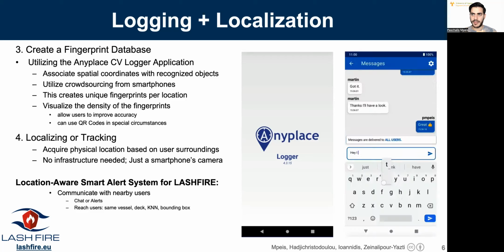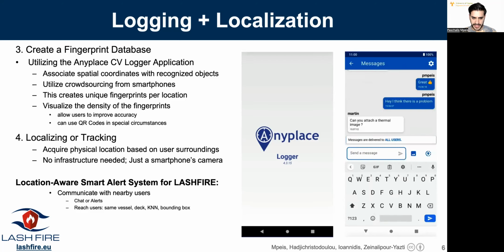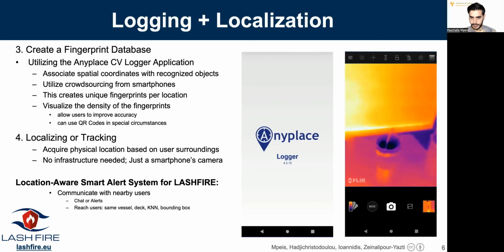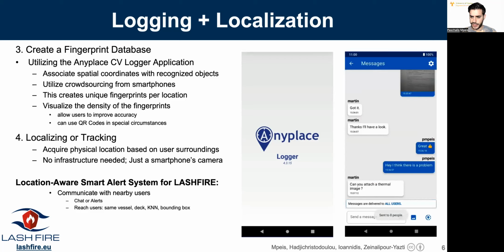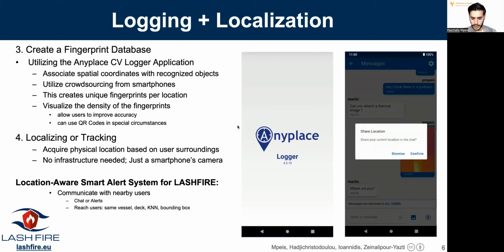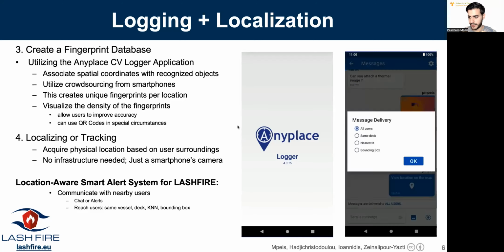We also allow nearby communication. In this example, a user is sending a message to each other user. We can limit the reachability of a message to the same deck, to the K nearest neighbors, or to a bounding box. In this example, we are attaching a thermal image. We can also attach the user's CV-derived location.